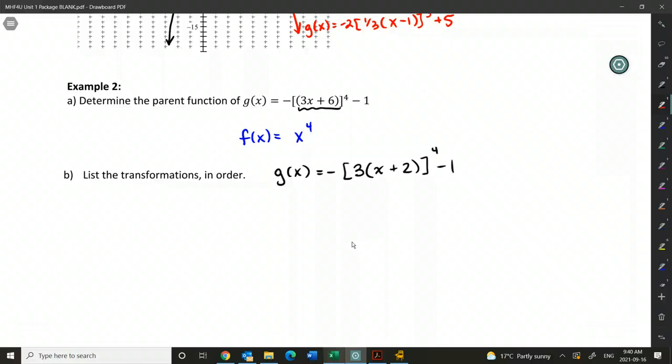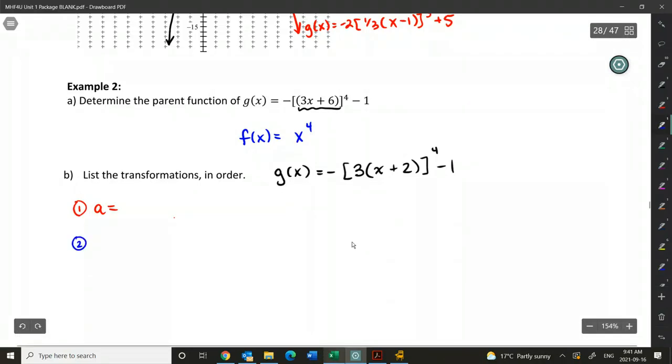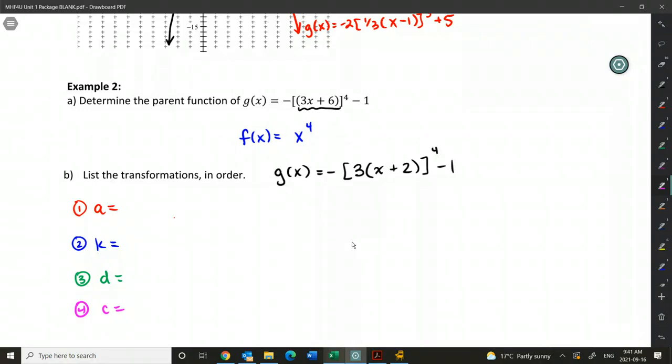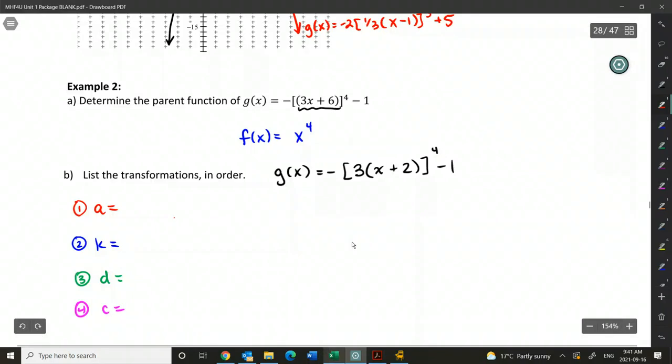Okay, so just quickly here, I want to know what is A, what is K, what is D, what is C. So who can tell us what each of those is here? I'll give you guys a second to think about it as I write this down. Okay, so A, K, D, C. Billy, go for it. So just give me the numbers for right now.